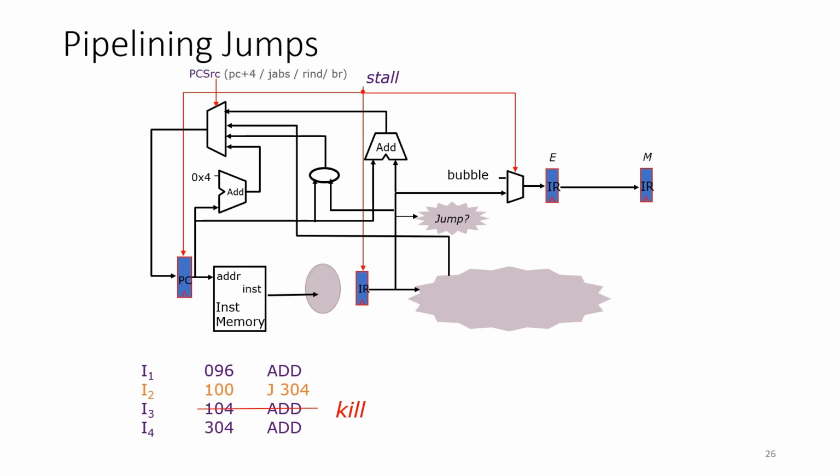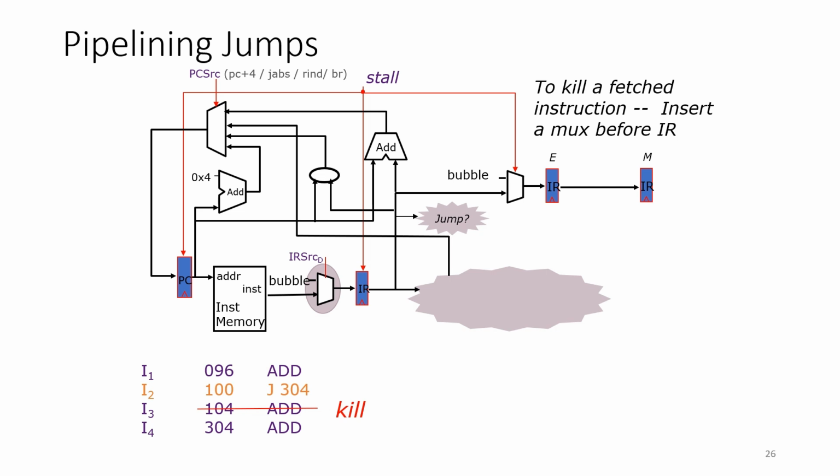How do we do that? The solution is quite similar to stall, but here we replace an instruction with a bubble, a nop, instead of simply delaying some instructions. First, we need to insert a mux after the instruction memory, which in case of a jump being decoded in the ID stage will kill the current instruction in the IF stage. The logic is quite simple, as you see here.